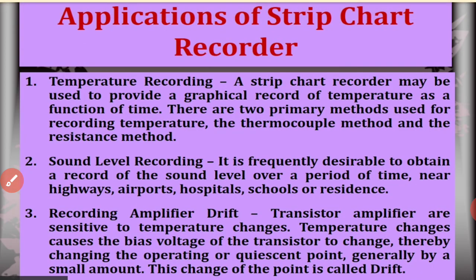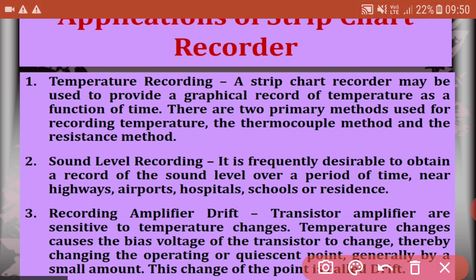Now applications of a strip chart recorder. One is temperature recording. A strip chart recorder may be used to provide a graphical record of temperature as a function of time. There are two primary methods used for recording temperature: the thermocouple method and the resistance method, or RTD, that we have already discussed.